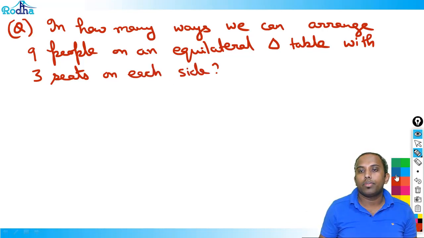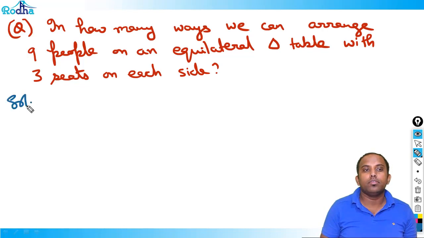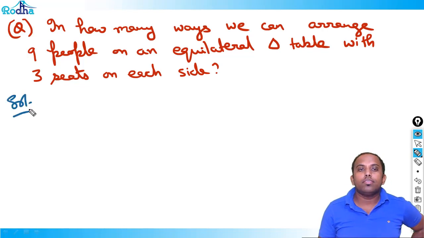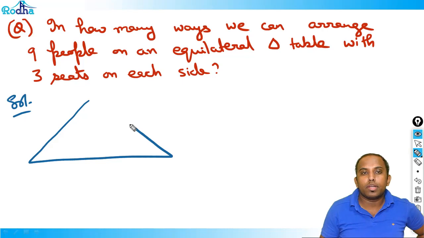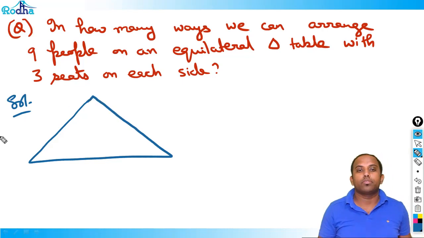Right. How many can we do? So let's solve this here. With 3 seats on each side, what does that mean? Understand this symmetry part here. I'm focusing on symmetry because it's a very important thing in circular arrangement permutations.